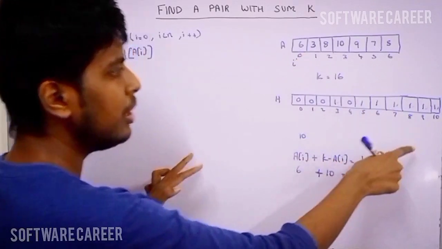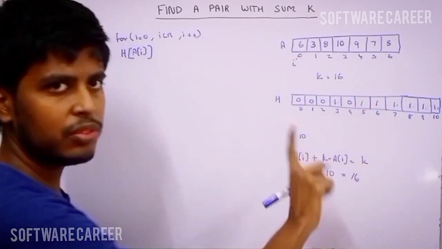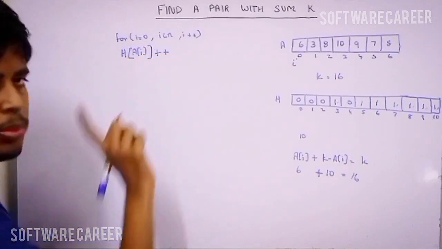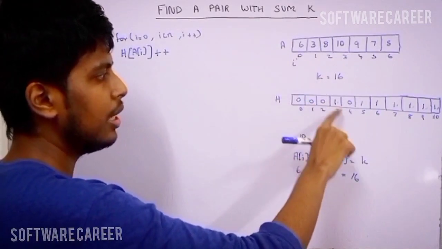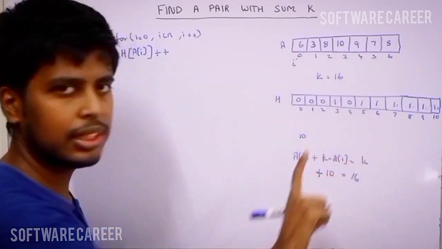So now you should increment it by 1. If it is 6, at the 6th index you should increment the value by one. So I am writing plus plus h of a[i]. So the first step is over. That is, you are incrementing the value present at that index.